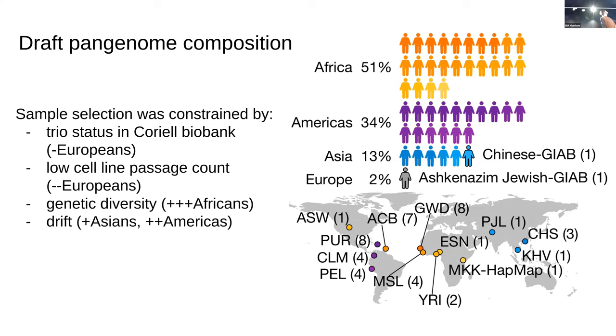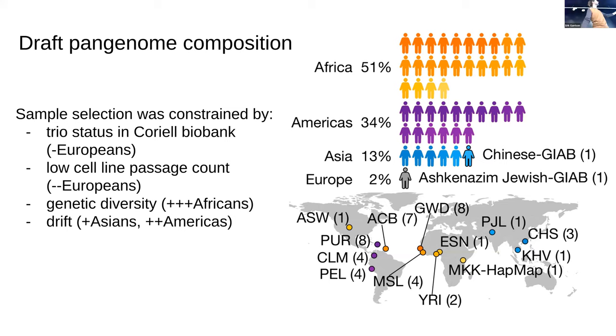We wanted more genetic diversity. That meant we got more Africans, a lot more Africans, because Africa is the center of human diversity. And we wanted to get unique things. So that led to a lot more East Asians, South Asians, and also people from the Americas. And so you get this kind of funny distribution. There's only 2% of one individual that is actually from Europe. That's not the case with the future releases, but that's just how this one went.